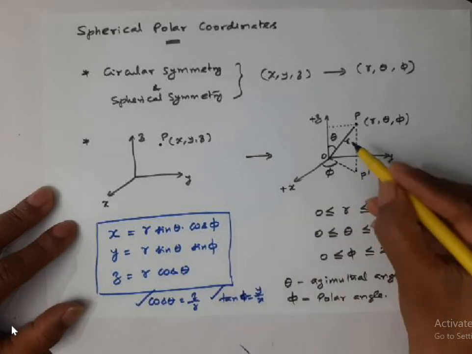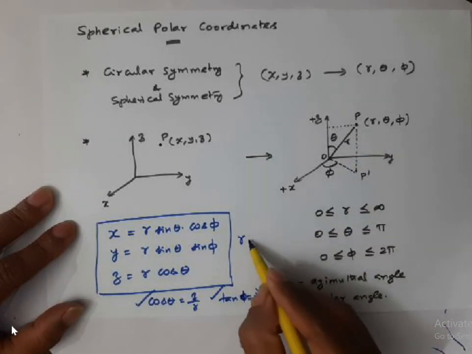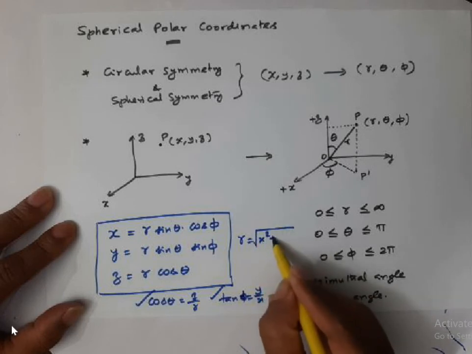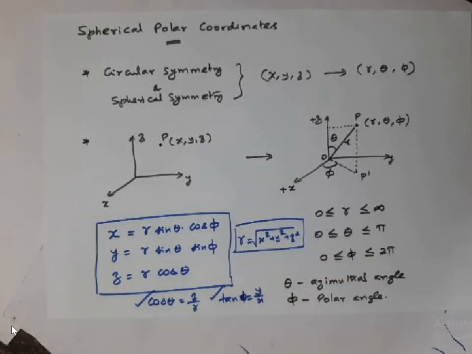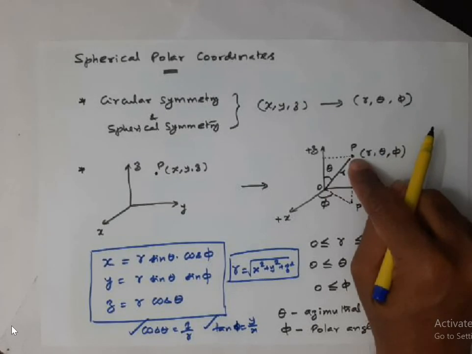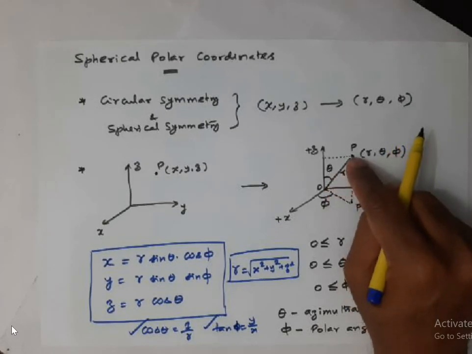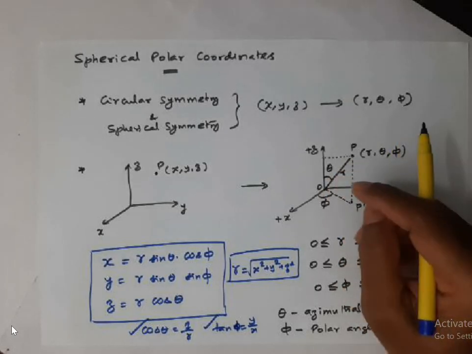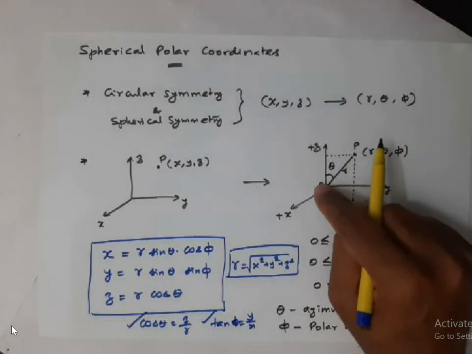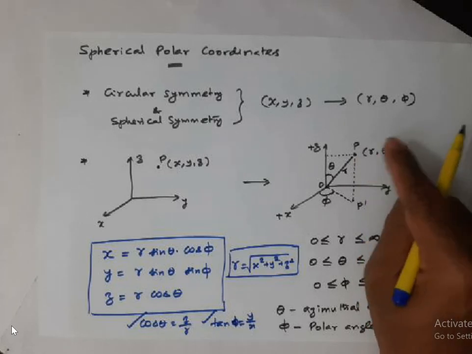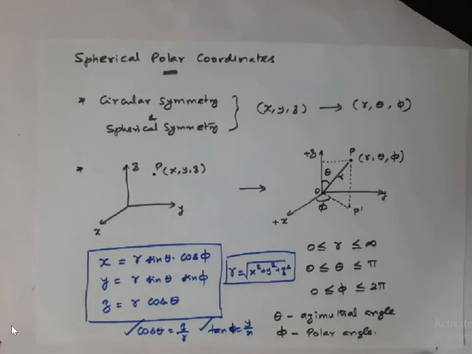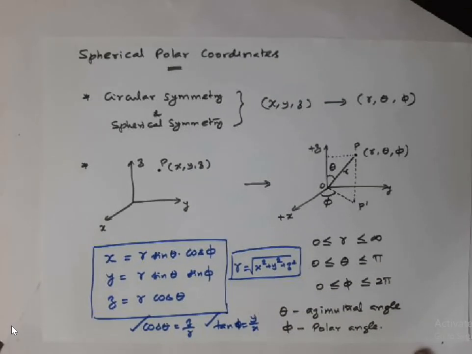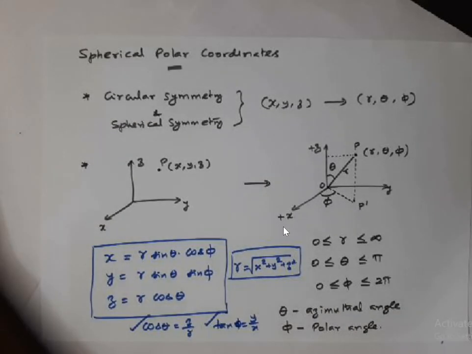Then this r value is equal to the square root of x square plus y square plus z square. r is the distance between the origin and the point P, and this distance can be found by using the standard distance formula: square root of x minus 0 square plus y minus 0 square plus z minus 0 square. So that will give you this. So r is equal to root of x square plus y square plus z square, right? Keep all these things in mind.